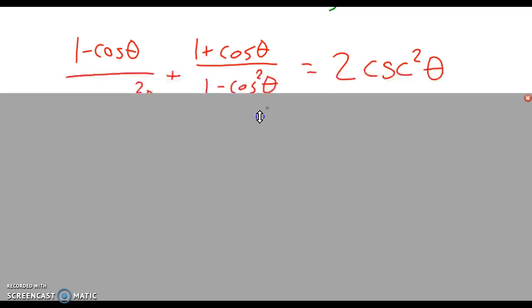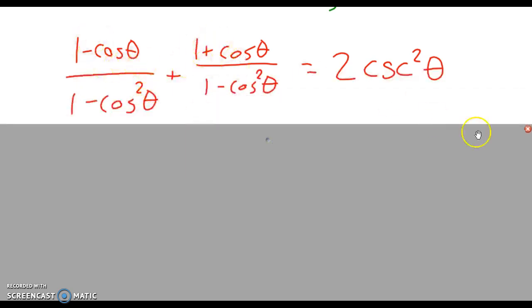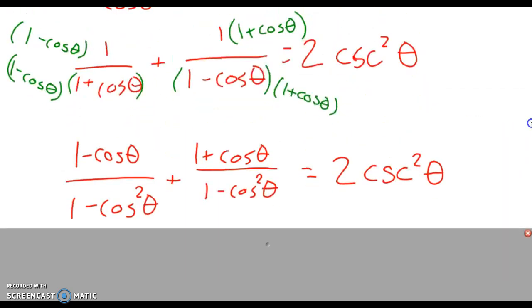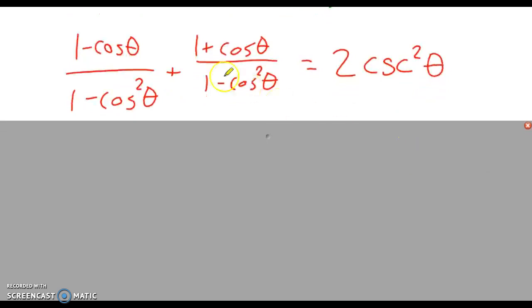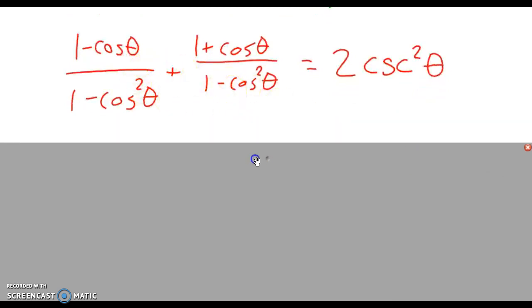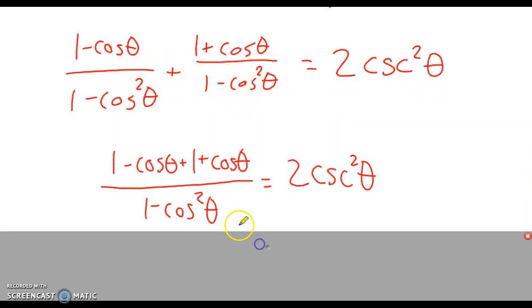So on the top, I just get 1 minus cosine theta there, 1 plus cosine theta there. You'll notice that these I'm multiplying by happen to be conjugates. So when I multiply them together, I FOIL. However, the two middle terms will add up to 0, and I'll just be left with 1 minus cosine squared for both of my denominators. Now that I have common denominators, I can add those fractions together. So I add the tops.